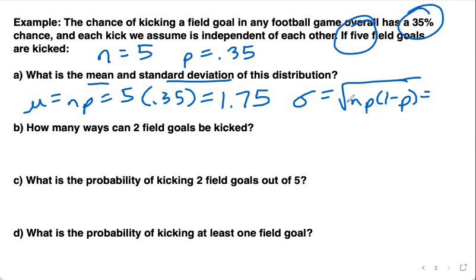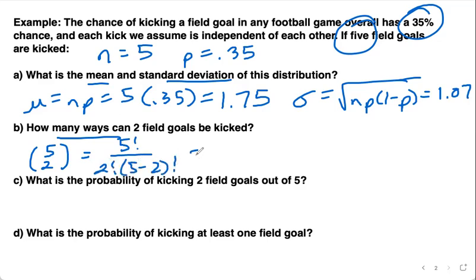That was 5 times 0.35 times 1 minus 0.35, which will give you about 1.07 to 2 decimal places. How many ways can 2 field goals be kicked? Basically, how many can they be made? That is the whole 5 choose 2. That is 5 factorial over 2 factorial times 5 minus 2 factorial.